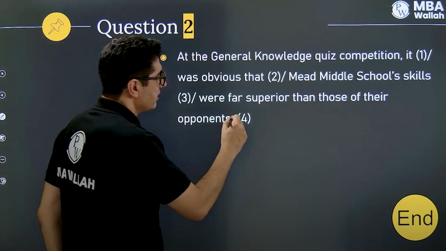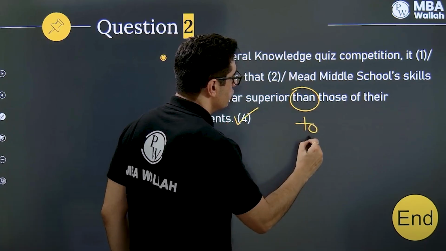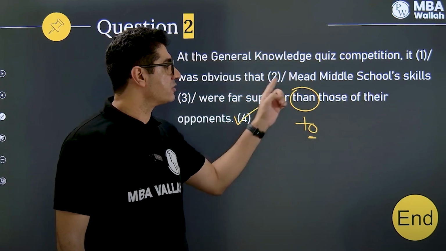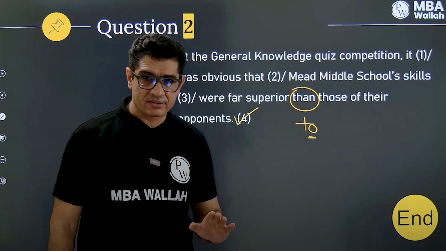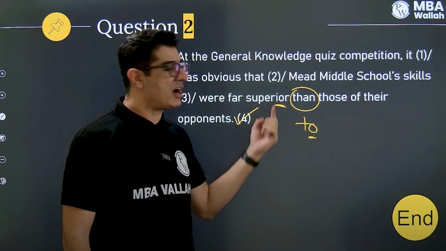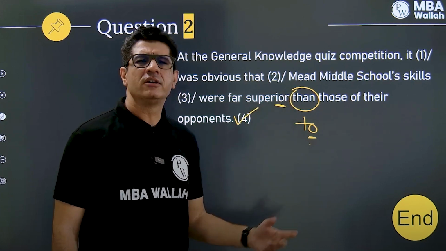The error here is in part 4. Instead of than, we should use to. So normally when we use comparative degree of an adjective, it is followed by than. But if a comparative degree ends in or, it is never followed by than. It is always followed by to.